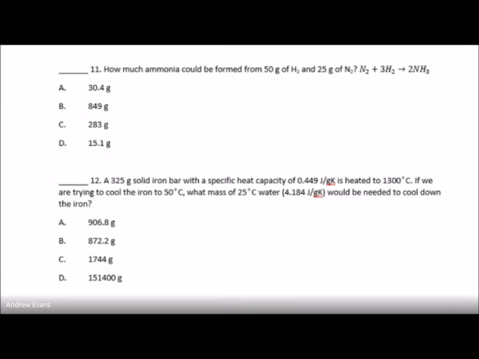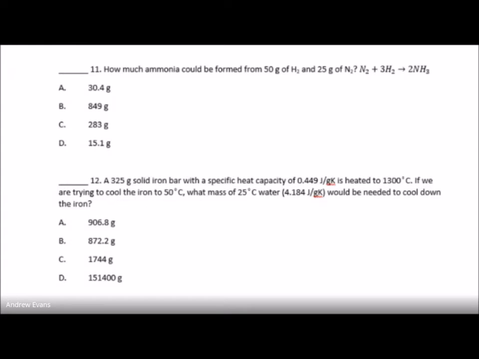Now, next one. A 325 gram solid iron bar has a heat capacity of 0.449 joules, and it's heated to 1300, and we want to cool it to 50. What mass of 25 degree water is needed? TF is, the water is also going to achieve 50, by the way, 4.184.